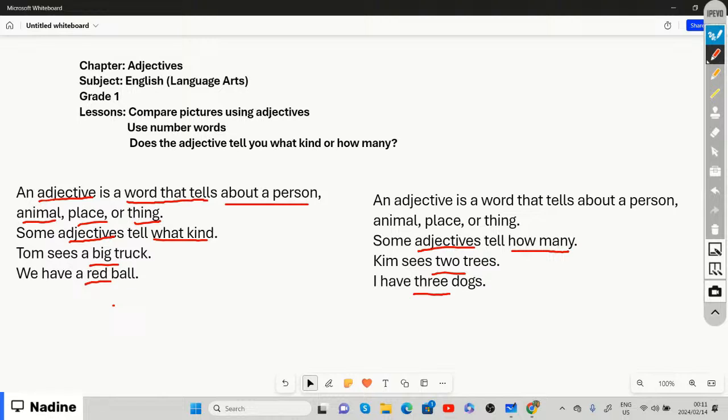So these are basically adjectives, right? Because we see that an adjective is a word that tells you about a person, animal, place, or thing. And an adjective describes or tells us more about the person, the place, an animal, or thing. So it describes that place, that animal, that person, or that thing, right? And we ask ourselves what kind, and you also ask yourselves how many.